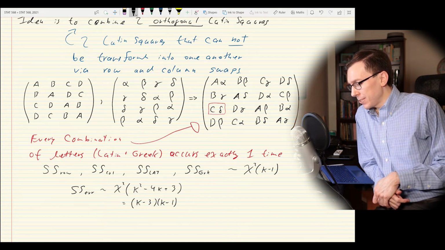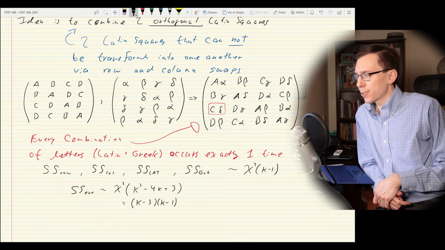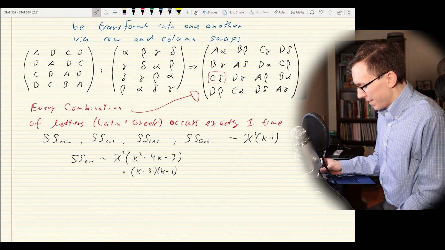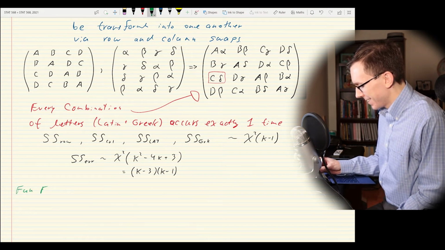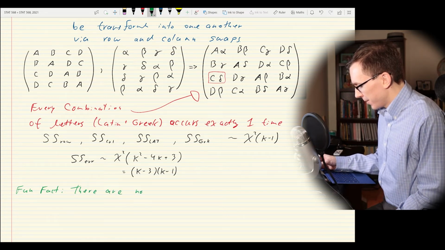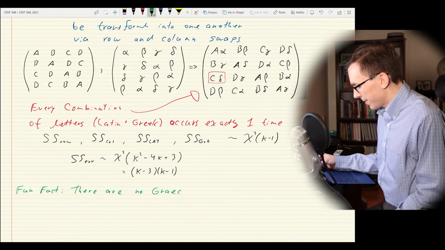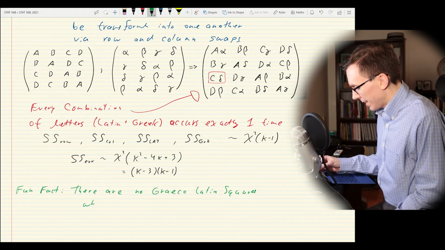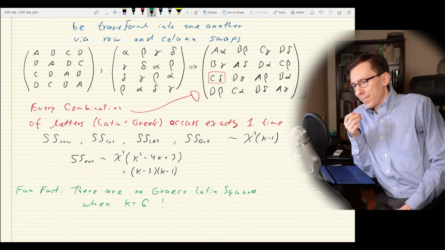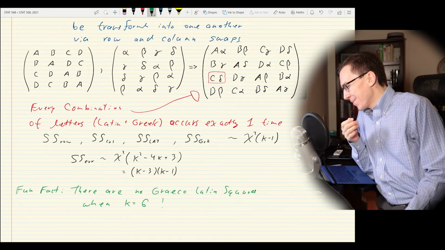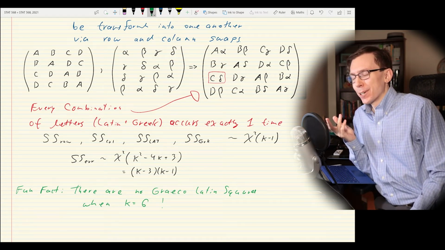Going higher than that, you can do a 4x4 Greco-Latin square or 5x5. One little fun fact, or kind of an annoying fact actually: there are no Greco-Latin squares when k is equal to 6. Why? You have to ask a combinatorist and complain to them, because it has to do with factoring in a weird way.